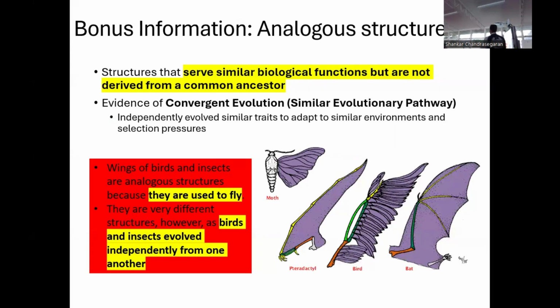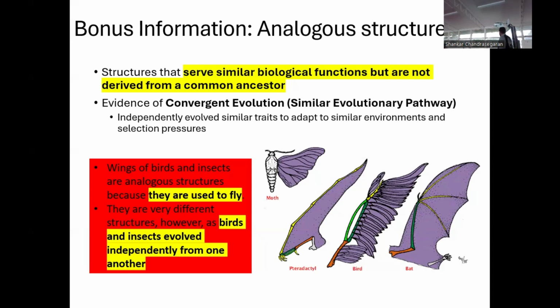Basically, they have independently evolved similar traits to adapt to similar environments and selection pressures. There were selection pressures acting on them in a similar fashion, selecting for traits that allow them to evolve flight. But the fact is, they did not have any common ancestry for a very long time. So this just happened because they had similar selection pressures selecting for similar traits, and they all developed a similar trait to be able to fly.